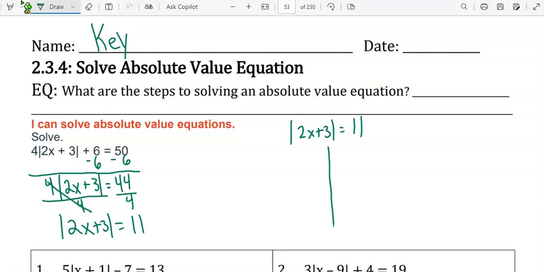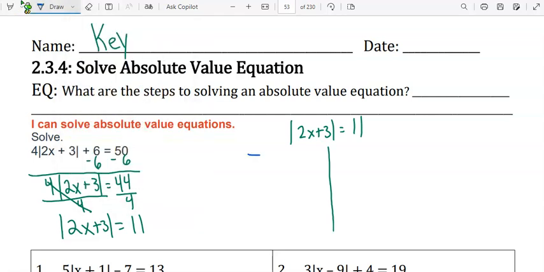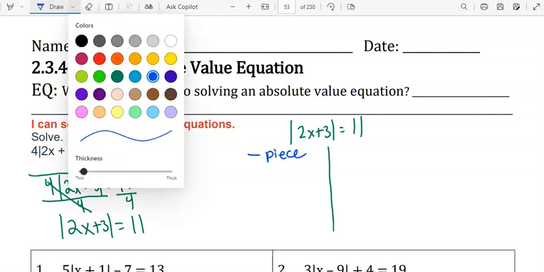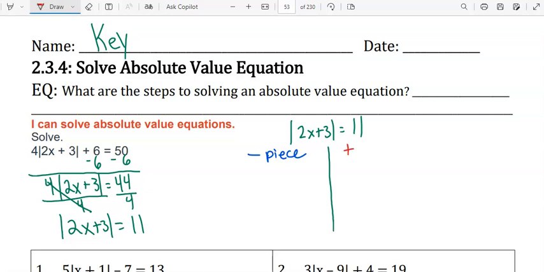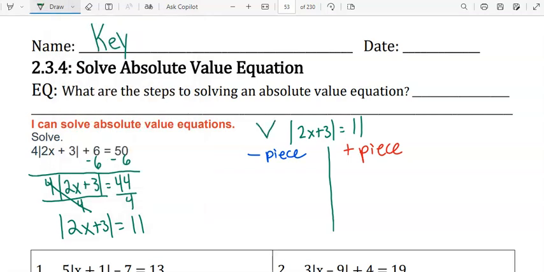You want to break it into two pieces. We have our negative piece, and then we have our positive piece. It's called negative and positive pieces because it's an absolute value. We have a negative linear and we have a positive linear. We have two linear equations we're going to solve.